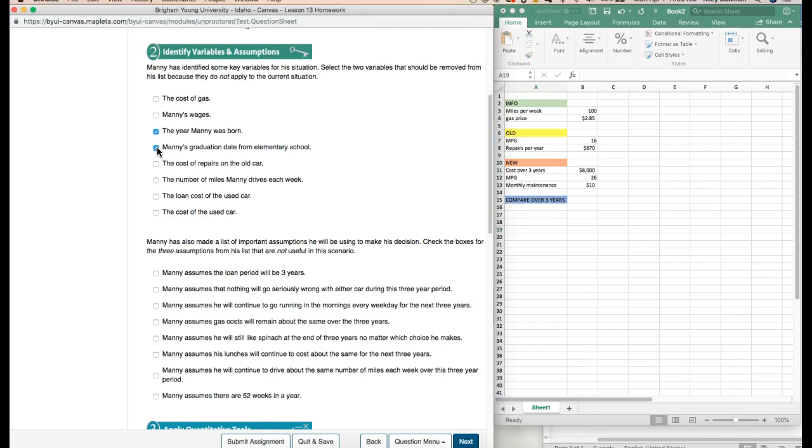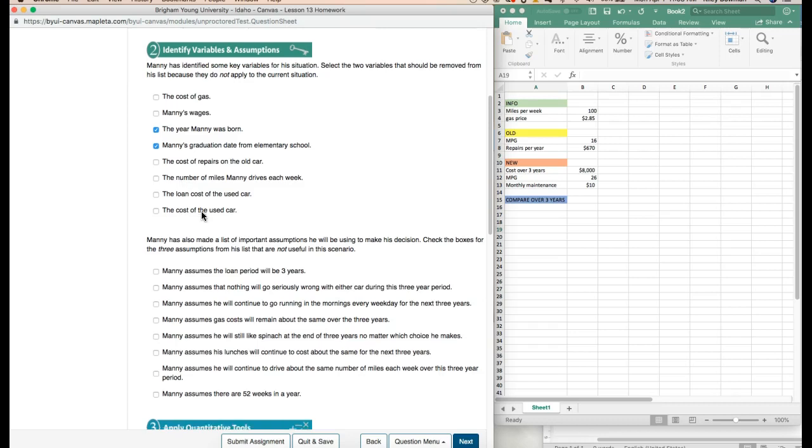The cost of repairs for the old car definitely affects the outcome, the financial portion that we calculate, that's the variable. The number of miles Manny drives each week definitely affects the outcome and the cost of what we're going to be looking at between the 2 cars. The loan cost of the used car also affects my comparison between the 2 and also the cost of the used car.